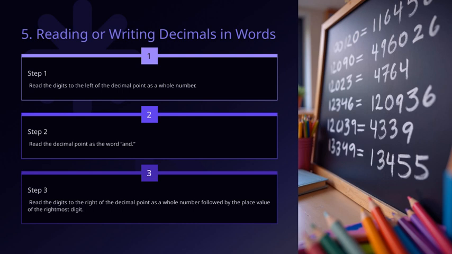Then, step 3. Read the digits to the right of the decimal point as a whole number, followed by the place value of the rightmost digit. For instance, if the digits are 45, you say 45, and then add the place value, which in this case is hundredths, because there are 2 digits after the decimal. This step is crucial because it tells us exactly what fractional part we're dealing with. The key idea here is that reading decimals in words involves these 3 steps to clearly communicate both the whole number and the fractional part. This method connects to the overall theme of understanding and expressing decimals accurately in everyday language.